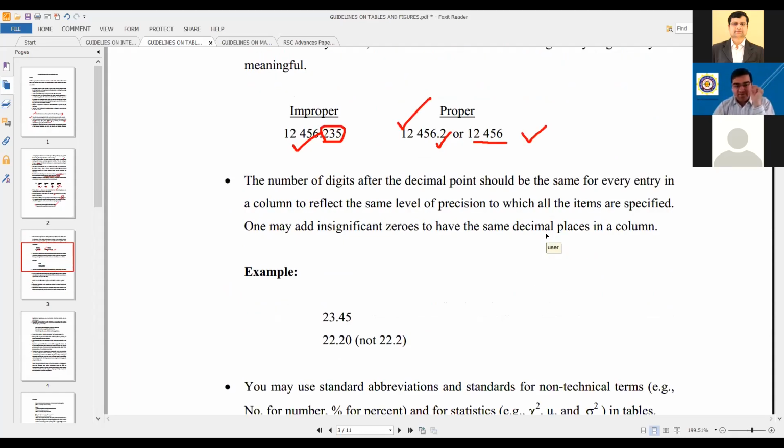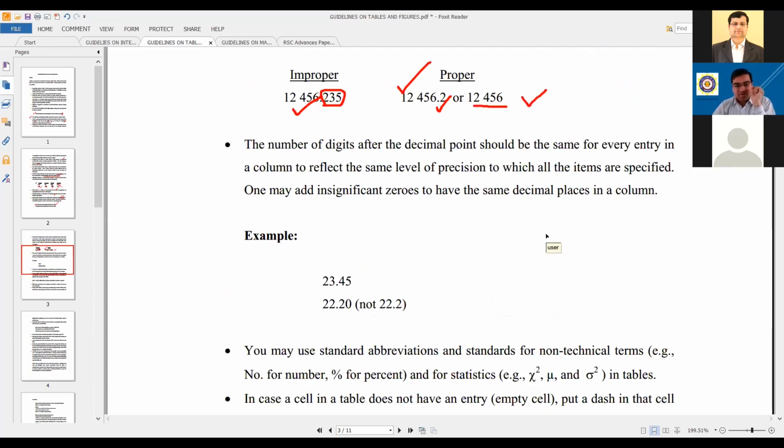The number of digits after the decimal point should be the same for every entry in the column to reflect the same level of precision to which all items are specified. Right? If the first entry is 23.45, then the second entry should have two decimal places: 22.20, not 22.2. Got it?